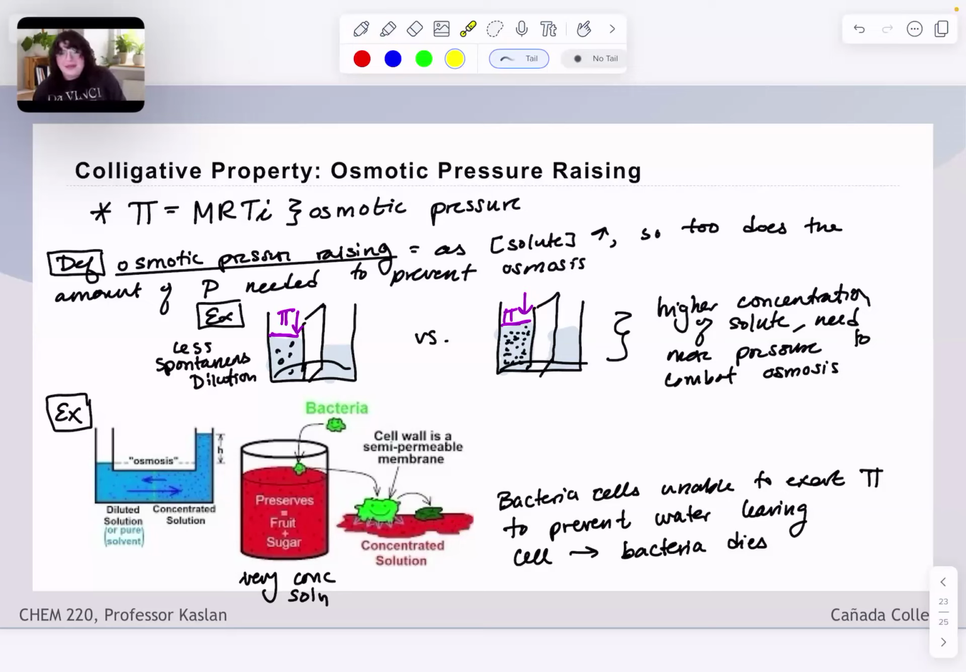Okay. Now that we have a sense of what osmosis is, what osmotic pressure is, and also now the colligative property, the actual change in a solution that results from the effect of adding a solute known as osmotic pressure raising, we will calculate using our osmotic pressure example coming up in the next video.